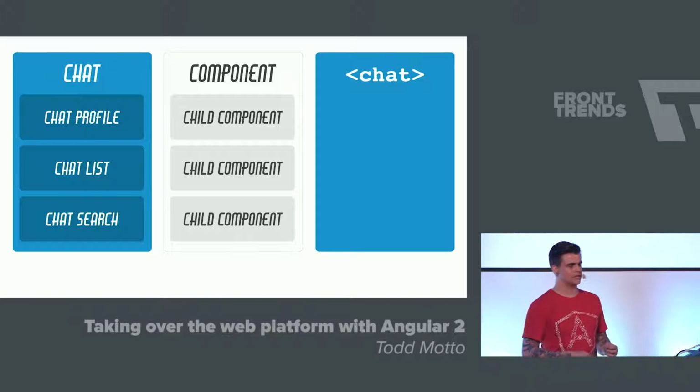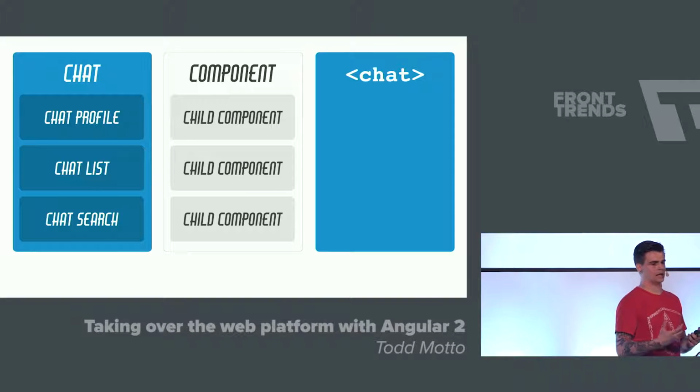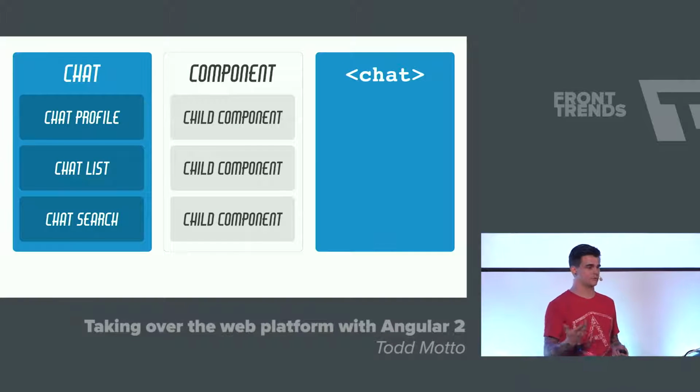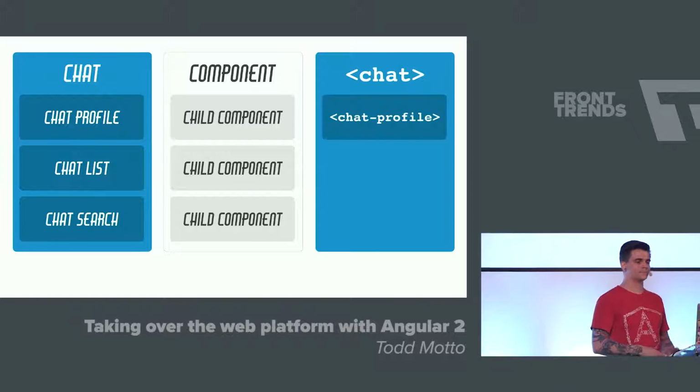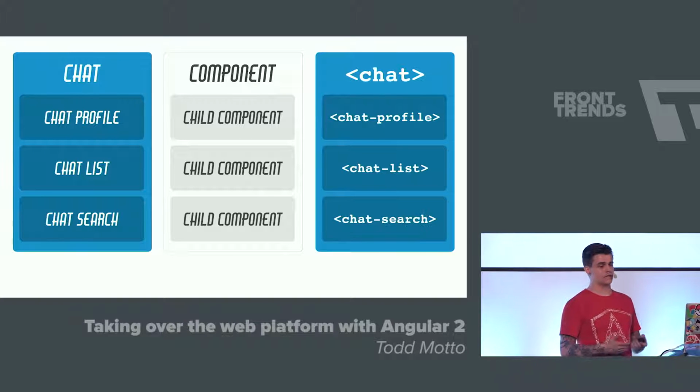So when we actually start building, we need to start thinking of what roles these components have. As a base element in our application, we're going to use a chat element. This is a custom element, part of the web component spec. Inside that, we have chat-profile, another custom element. We have chat-list, and then chat-search.